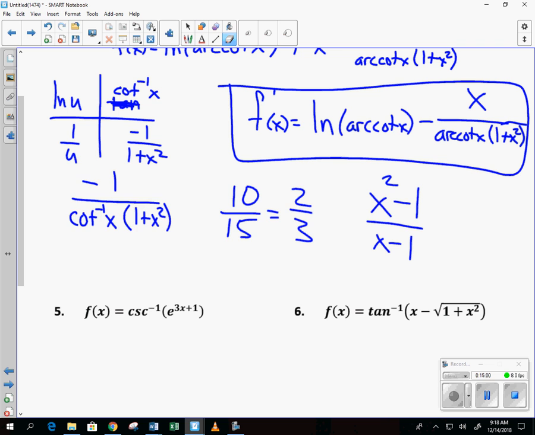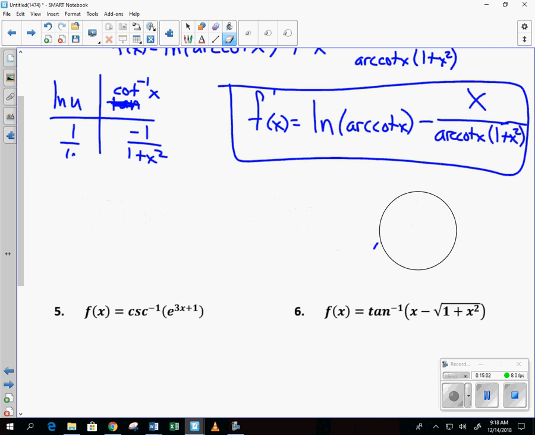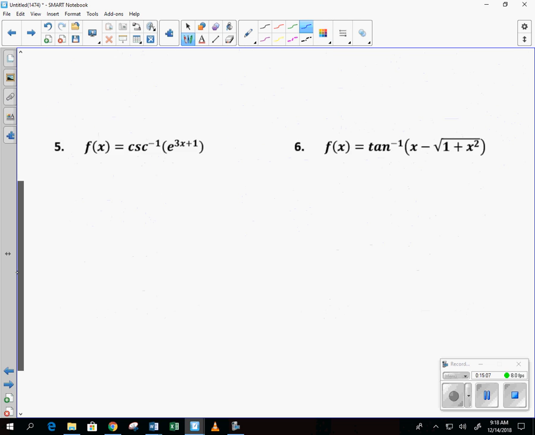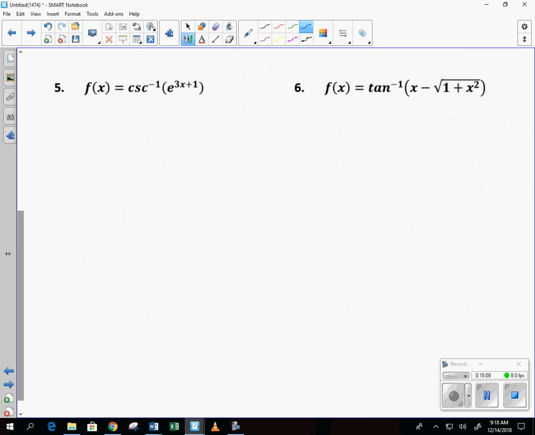So, okay, we've got 2 more, and then you've got time to work. And my board is dragging again. Okay, this one looks fun. I like this one.